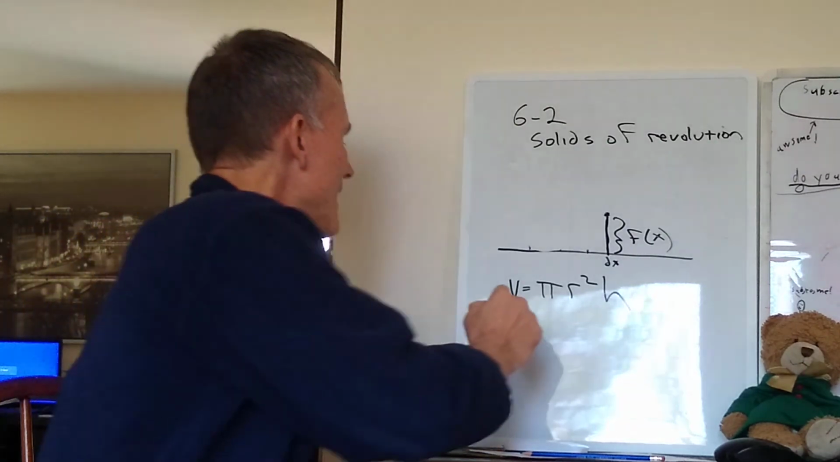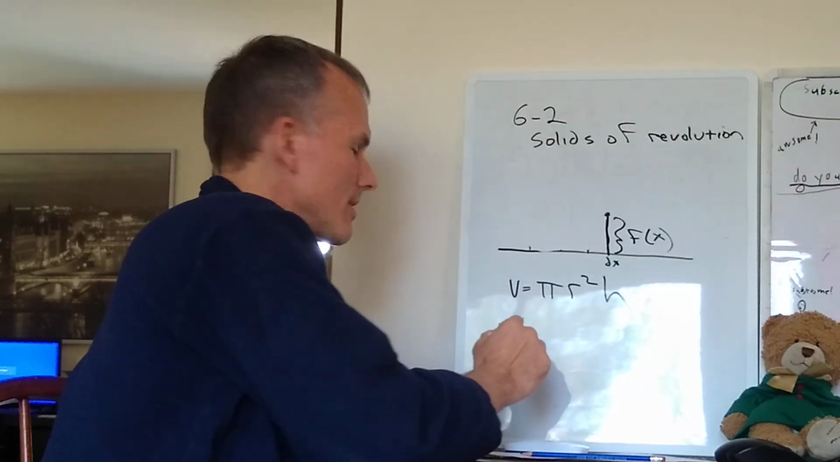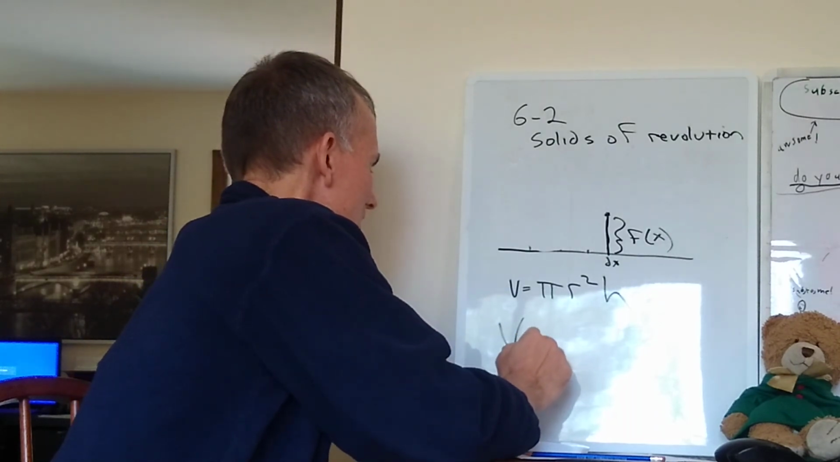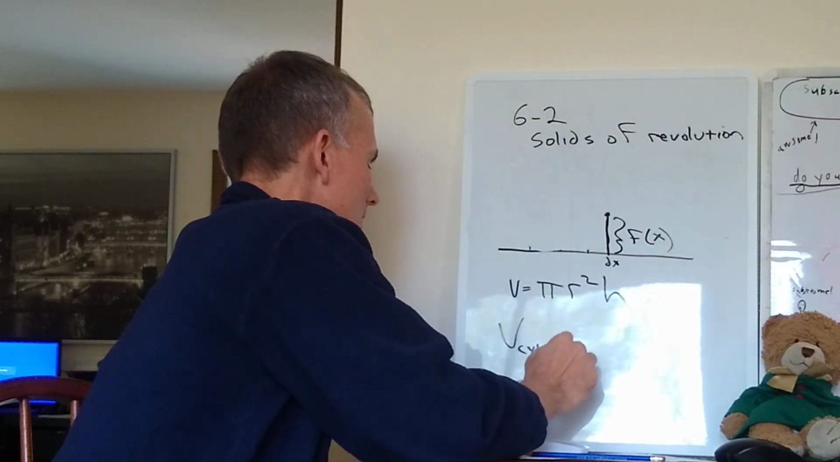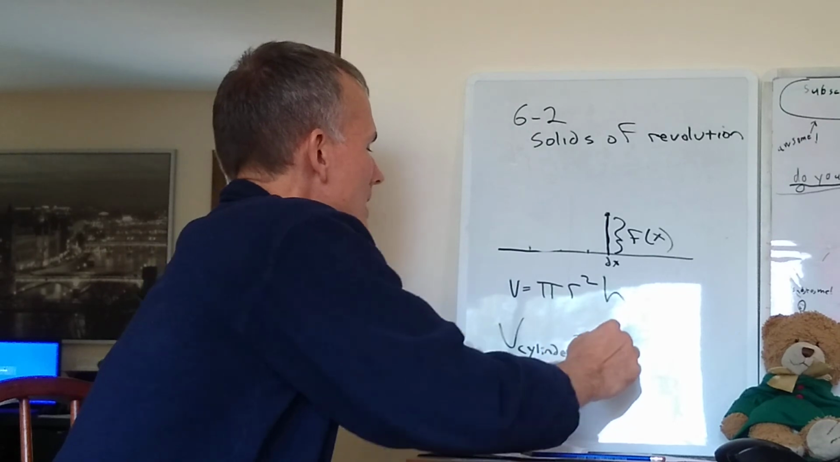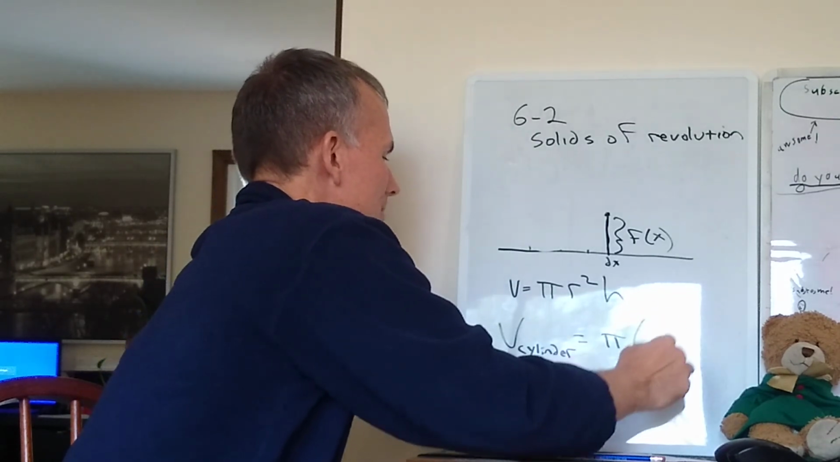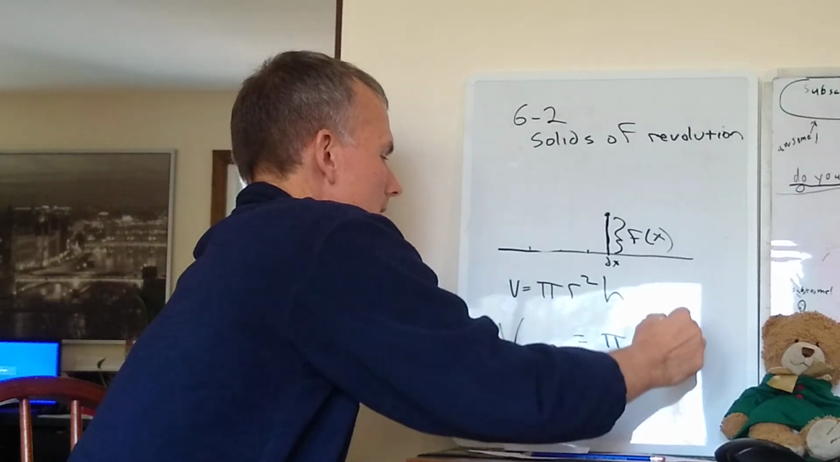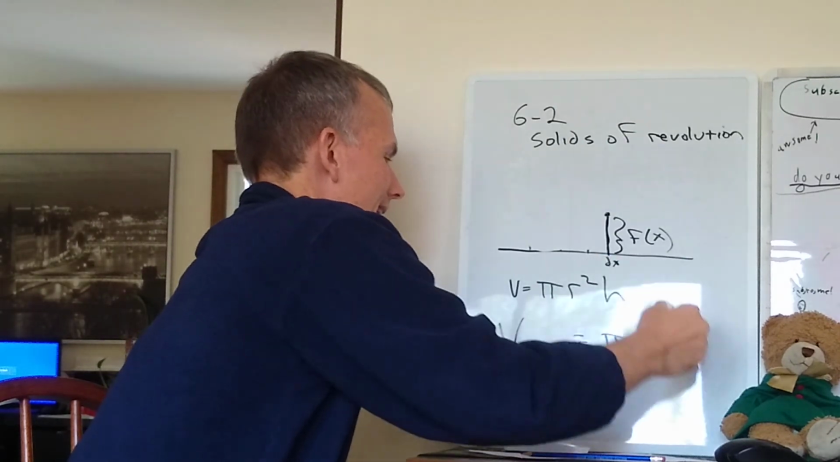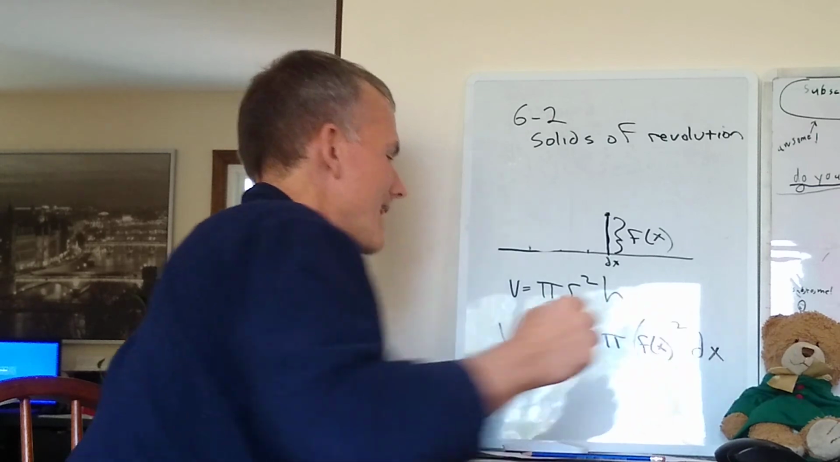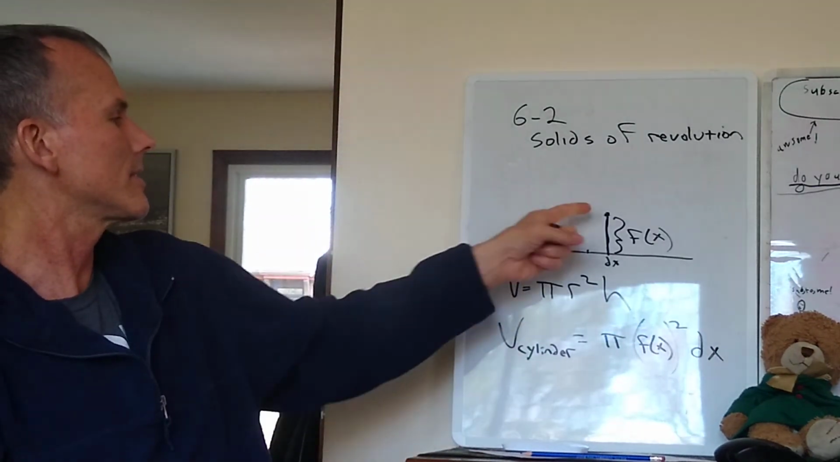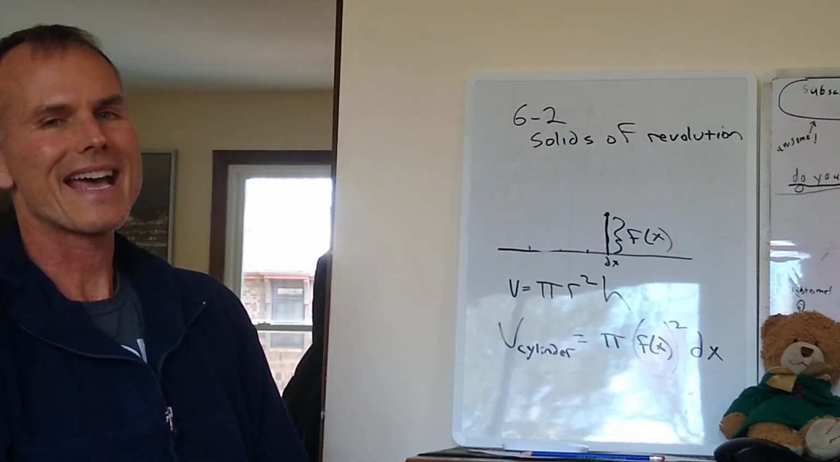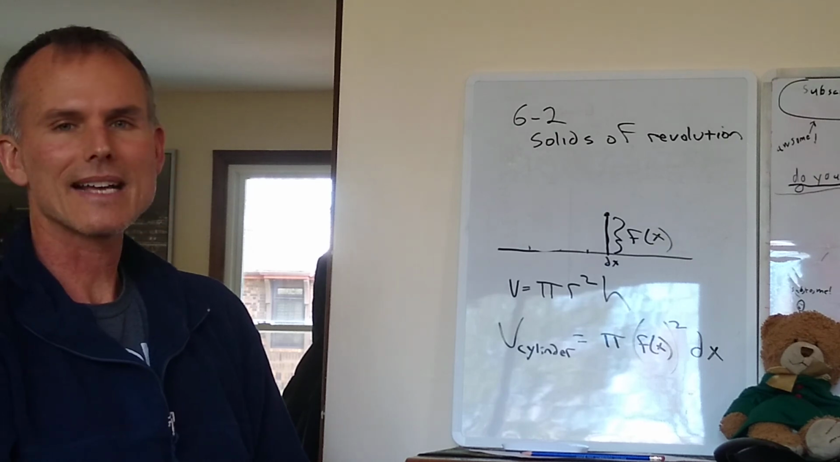So the volume of that, and I'm going to use a subscript here, V sub cylinder, is pi times the radius squared times the height, which is dx. That's the volume of the cylinder created by revolving that little line segment around the x-axis.